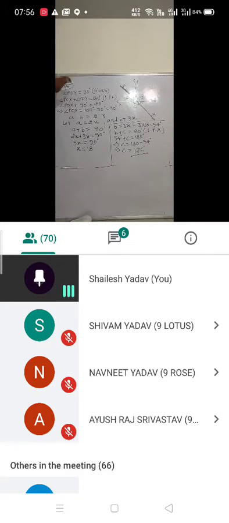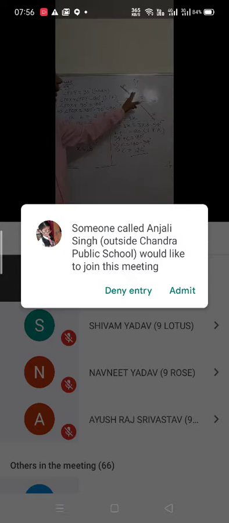Again, I am going to explain the question. The diagram was given. Here angle POY was given as 90 degrees, and you were given A ratio B.